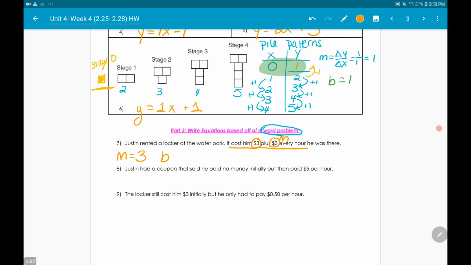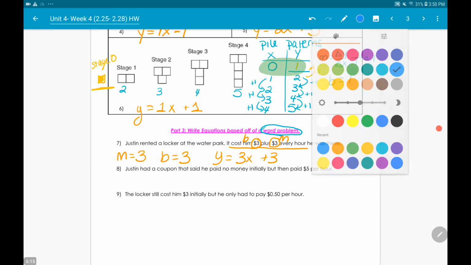And then b, the y-intercept, is our initial value. And how much did the locker initially cost him? Initially cost him $3. And this is b right here. All right. So the equation is y equals 3x plus 3.